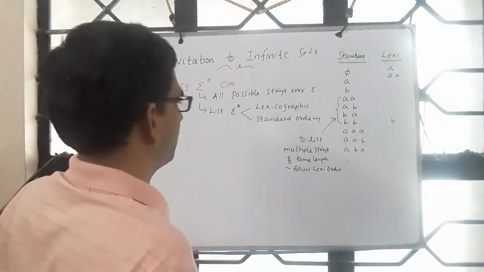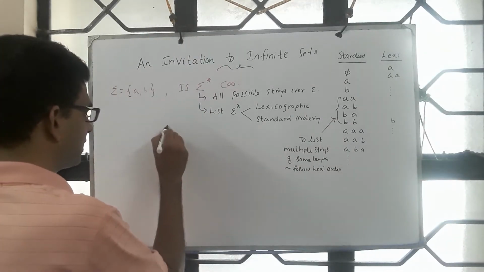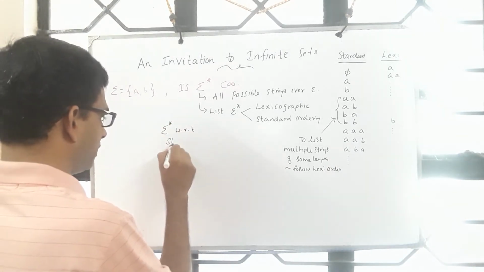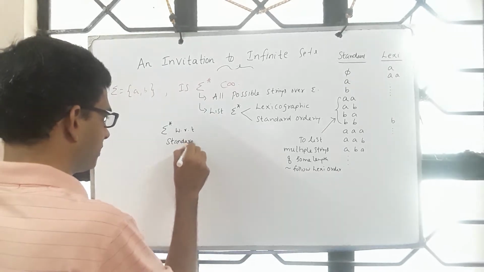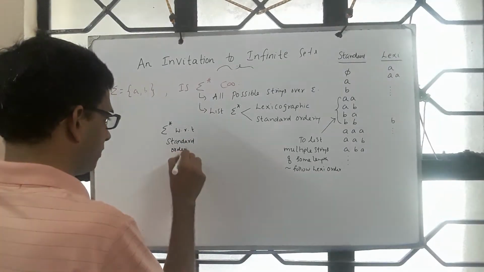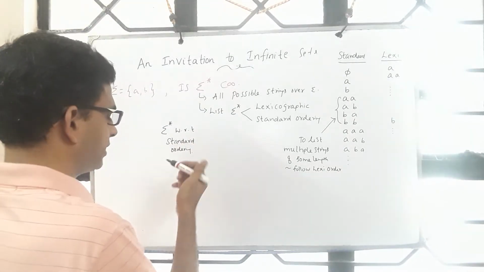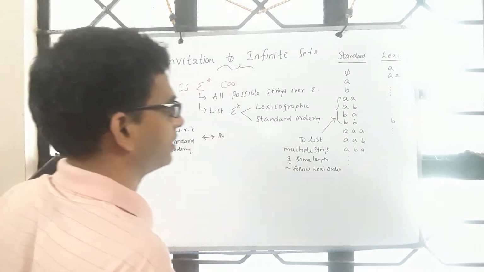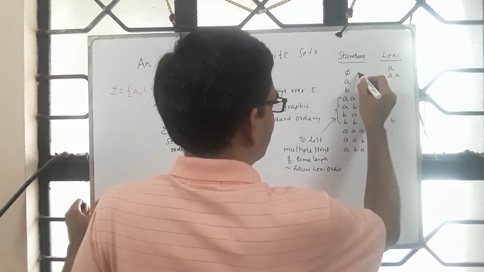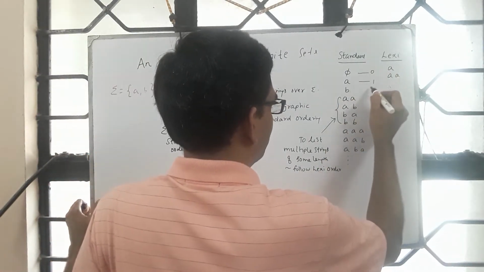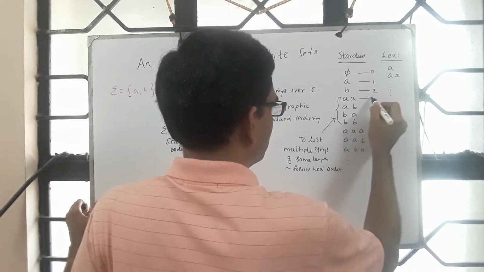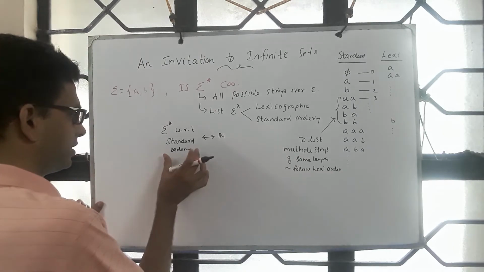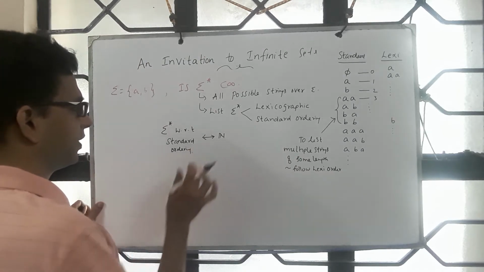Correct? Now sigma star with respect to standard ordering is an enumeration as a bijection to the natural numbers, meaning I can map this to 0, I can map this to 1, this to 2, and so on. That shows that there exists a bijection between sigma star and n.